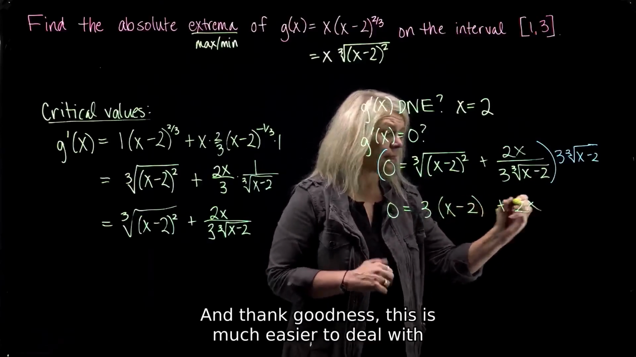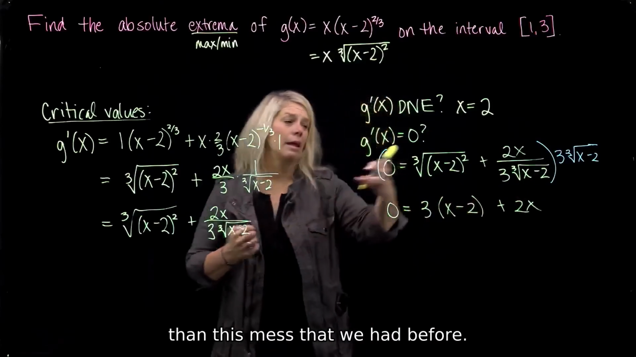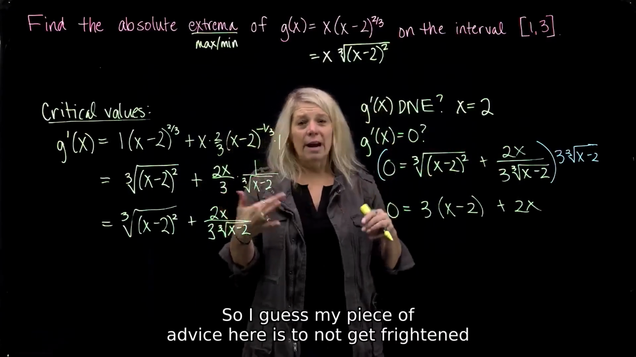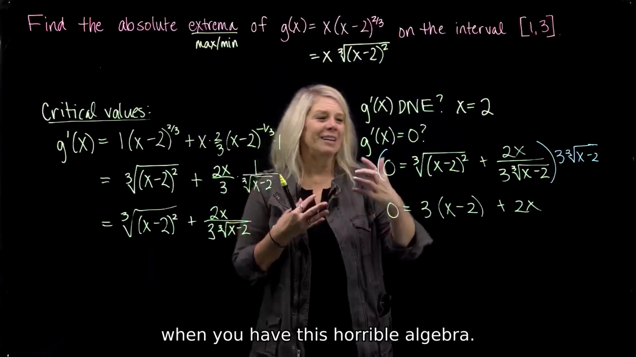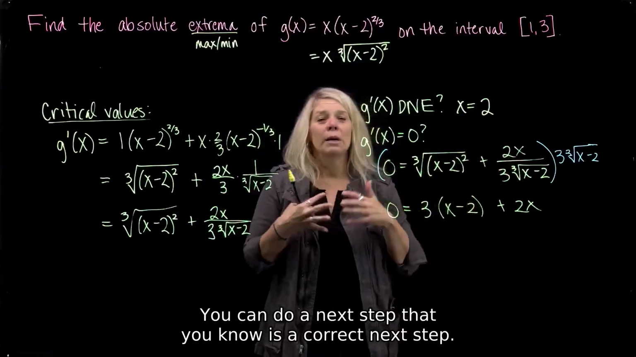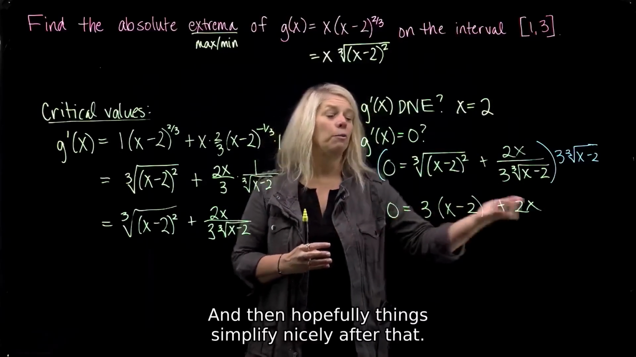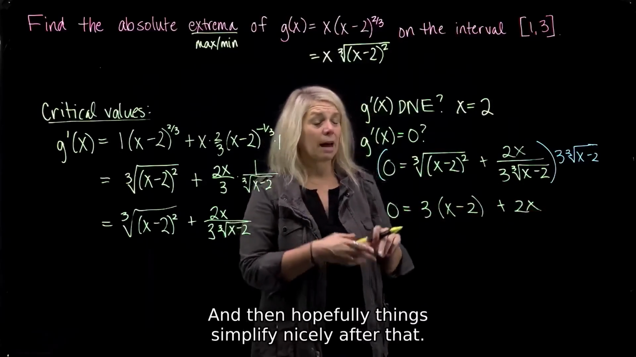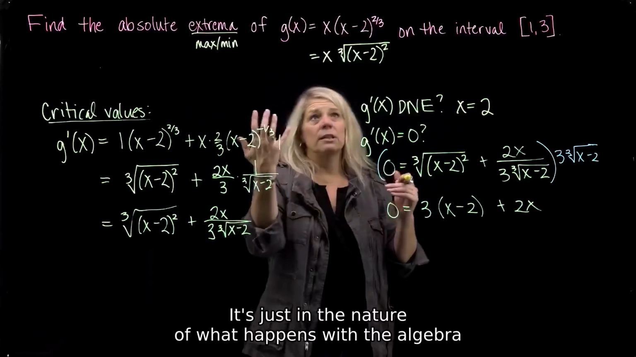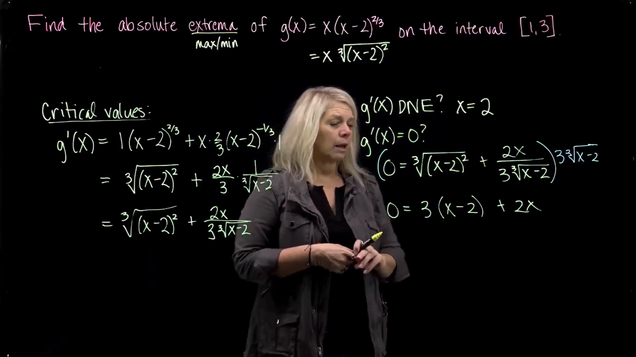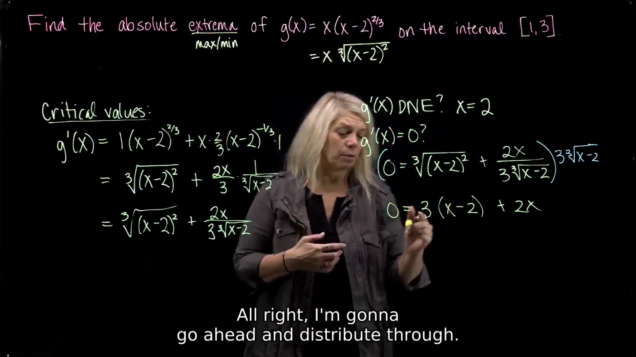And thank goodness, this is much easier to deal with than this mess that we had before. So I guess my piece of advice here is to not get frightened when you have this horrible algebra. Just do a next step that you know is a correct next step, and then hopefully things simplify nicely after that. Often they do. It's just in the nature of what happens with the algebra once you've done the product rule here. All right, I'm going to go ahead and distribute through.